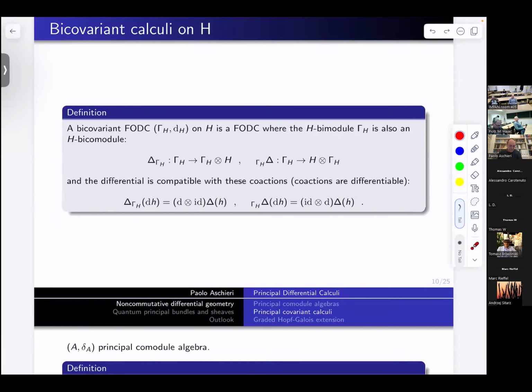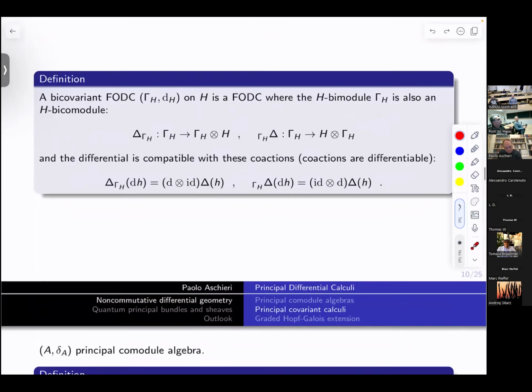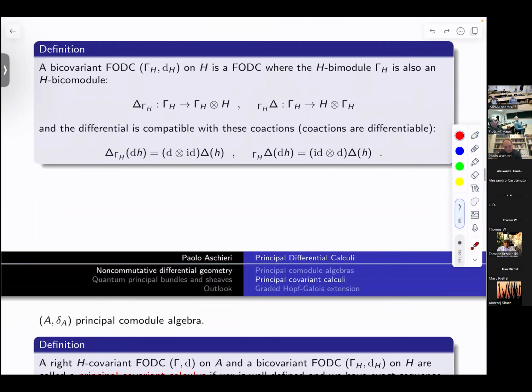Once this compatibility is present, then the form of the coaction is fixed. But this is a non-trivial request, this compatibility. Sometimes we will also consider only left covariant calculi, so we will only have this coaction.